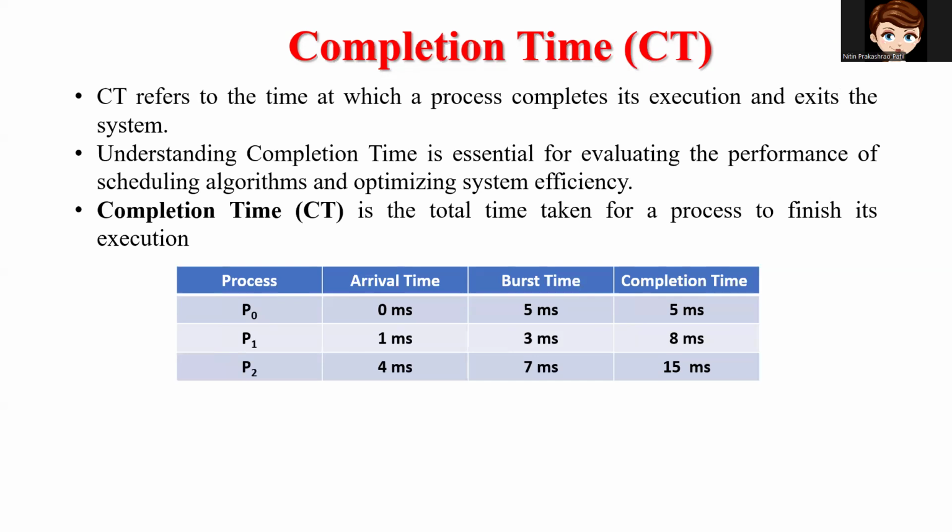Say we have P0, P1, P2 arrived at 0, 1, and 4 time units respectively. And if we know their burst times, 5, 3, and 7 respectively, as time units. So completion time in this case can be computed as 5 milliseconds, 8 milliseconds, and 15 milliseconds. Because at this particular timeline, starting from 0, they would be finishing their execution.